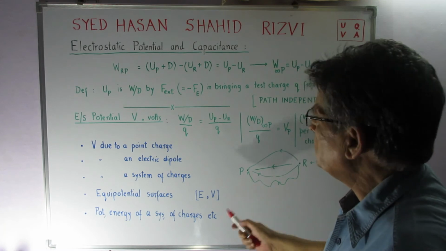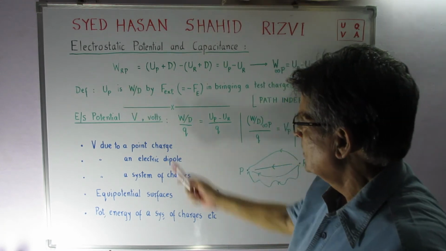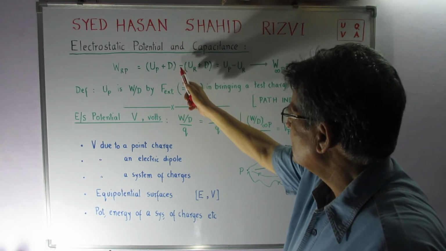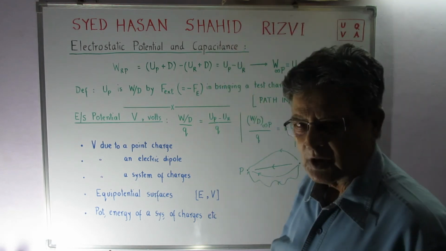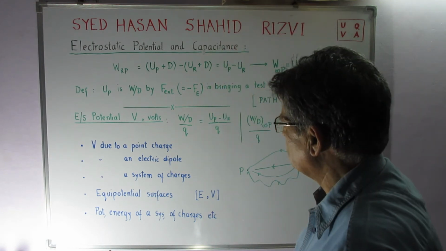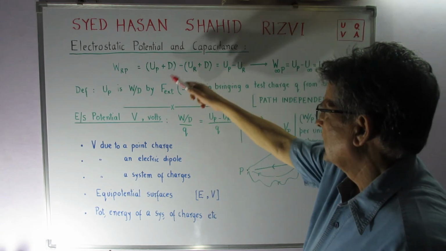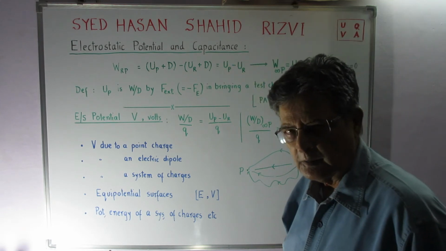So from R to P, we did write the work done from R to P is equal to UP plus some D minus UR plus same D. Alpha, beta, gamma, anything you can take. This is a constant, so this will cancel out with this, and we got UP minus UR.